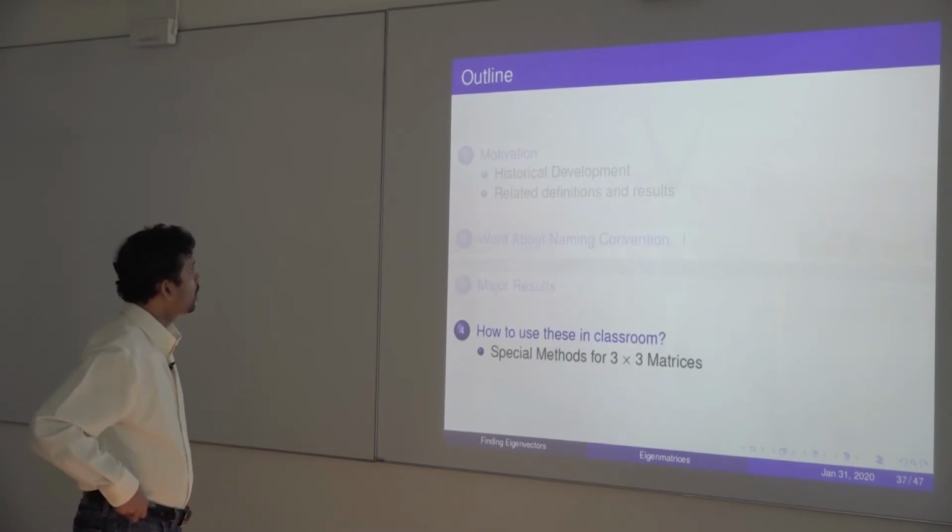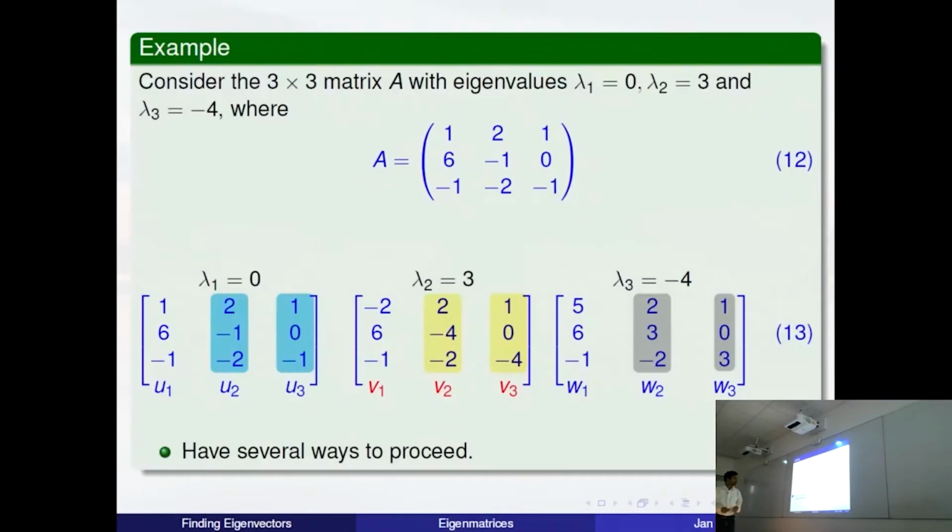Okay, so it works for 2 by 2 nicely, but the question is whether this is going to work for 3 by 3. So let's look at a problem. For example, let's say you have a 3 by 3 matrix which has 3 eigenvalues, 0, 3, and -4, and I found them for you. As before, we're going to calculate the corresponding kappa matrices. So we have lambda 1 equal 0, lambda 2 equal 3, and lambda 3 equal -4.